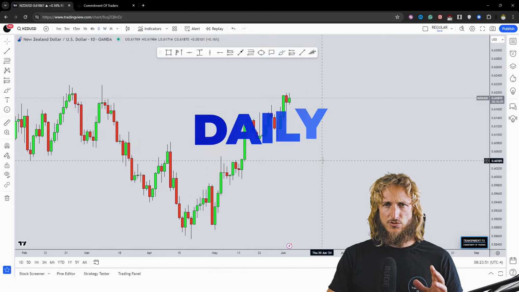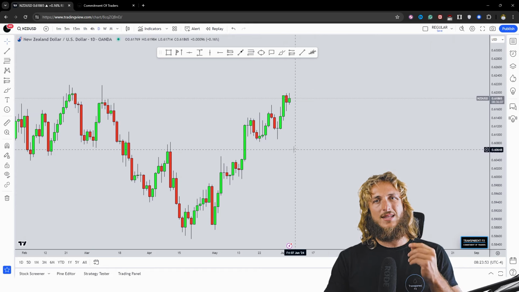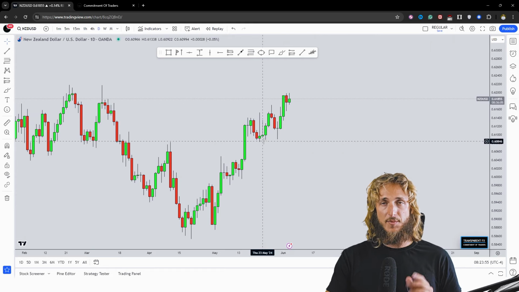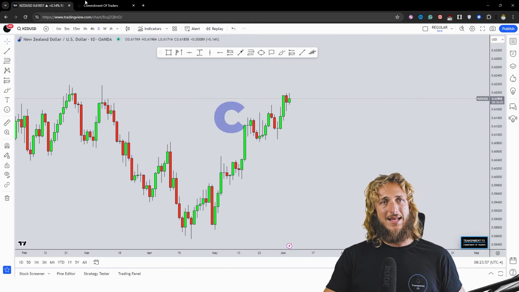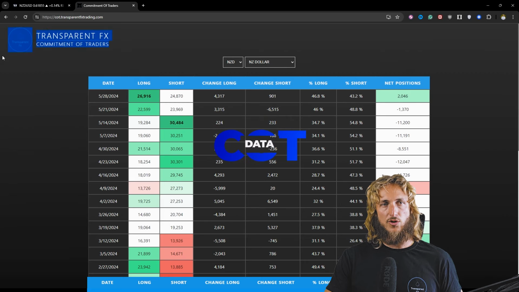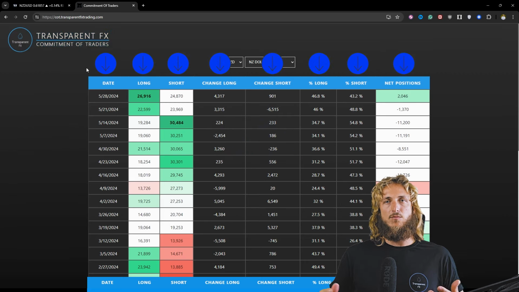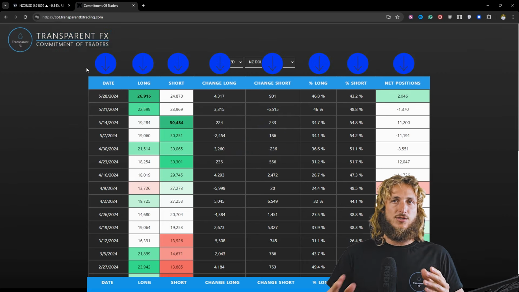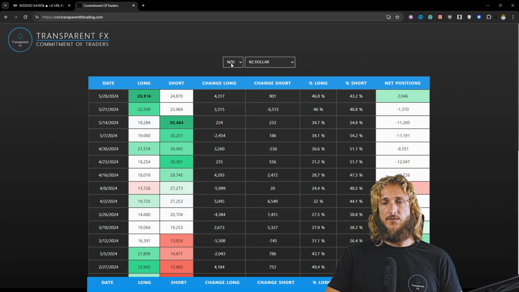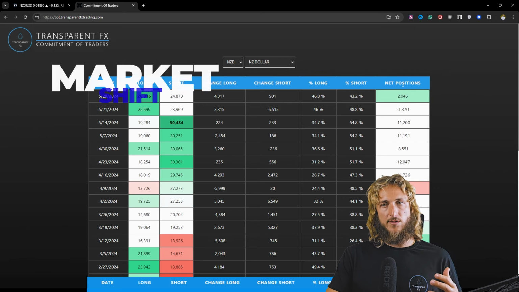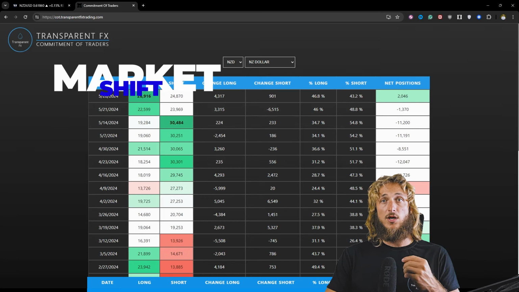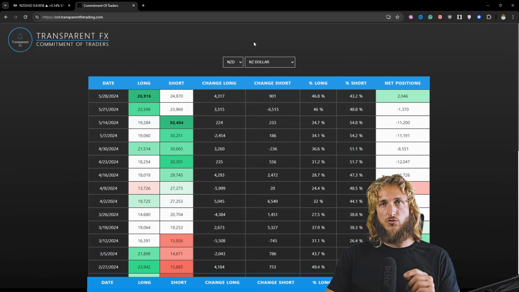Now here in the daily, this structure is very clear, but before we dig deeper into what we have here from a technical perspective, first, let's go and see what we have when it comes to the commitment of traders. So what the big players in the market are doing, and let's check the data precisely for the NZD. Now what we can see here is that with the last reports, we just had a massive shift from a bearish market to now a bullish market from an institutional perspective.